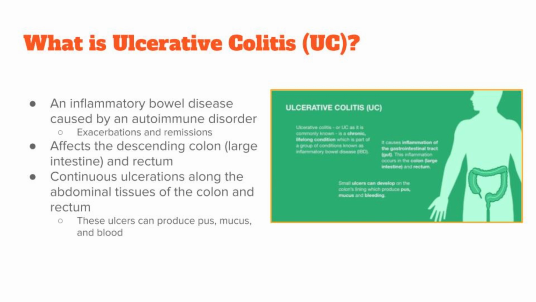It mostly affects the descending colon, also known as the sigmoid colon, which is the part of the large intestine that flows into the rectum. So ulcerative colitis contains continuous ulcerations along the abdominal tissue of the colon and then all the way to the rectum. These ulcerations can produce pus, mucus, and bleed severely.